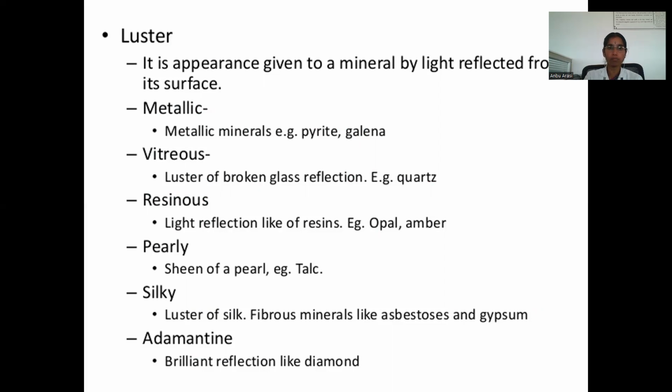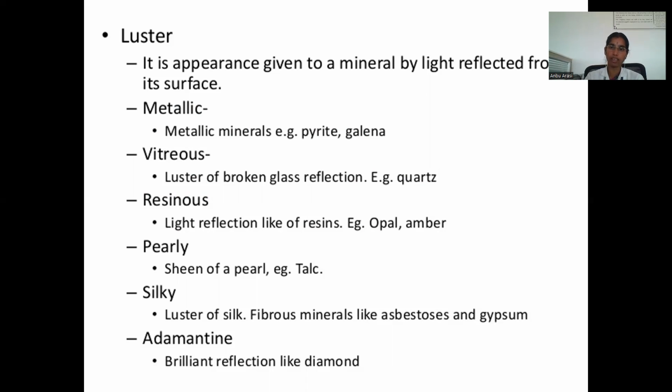Types of luster: metallic luster, vitreous luster, resinous luster, pearly luster, silky luster, adamantine luster. For example, metallic luster is seen in metallic minerals like pyrite and galena. Vitreous luster is an example of quartz. Resinous luster is an example of opal and amber. Pearly luster is an example of talc. Silky luster is an example of gypsum. Adamantine luster is an example of diamond.